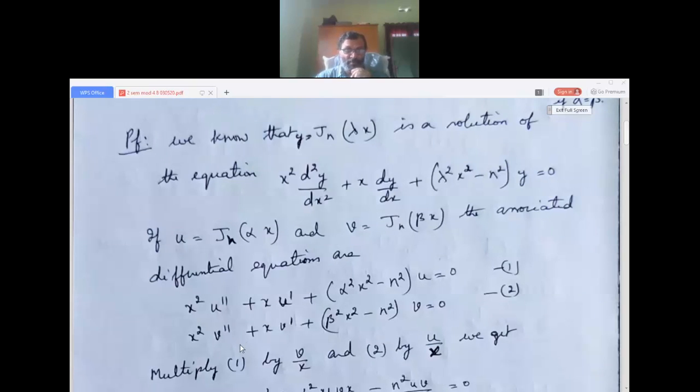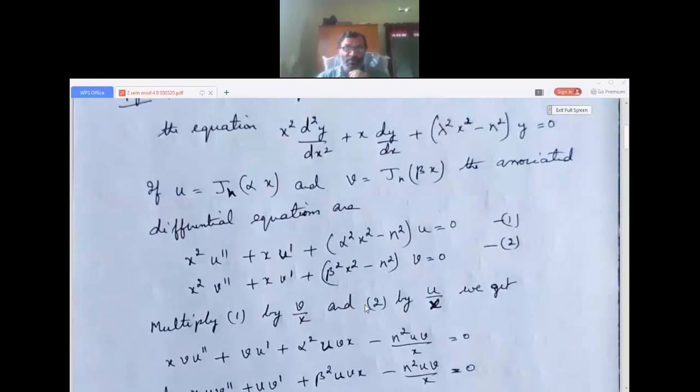x squared v double dash plus x v dash plus (beta squared x squared minus n squared) v equals 0. So one solution was u equals Jn of alpha x, another was v equals Jn of beta x. So we write these two equations. Now we try to simplify this.